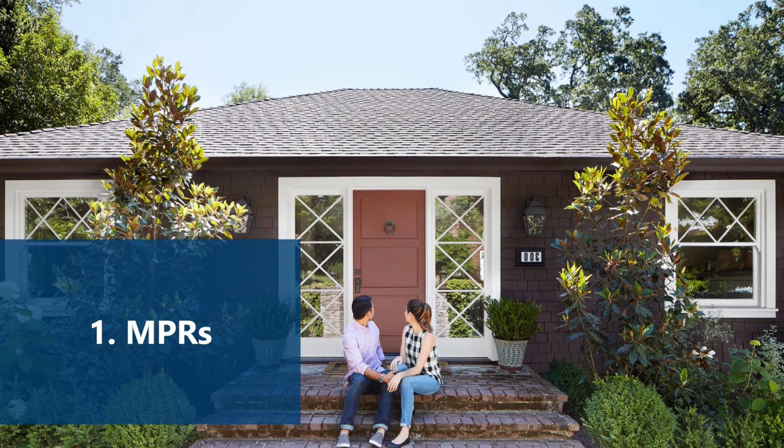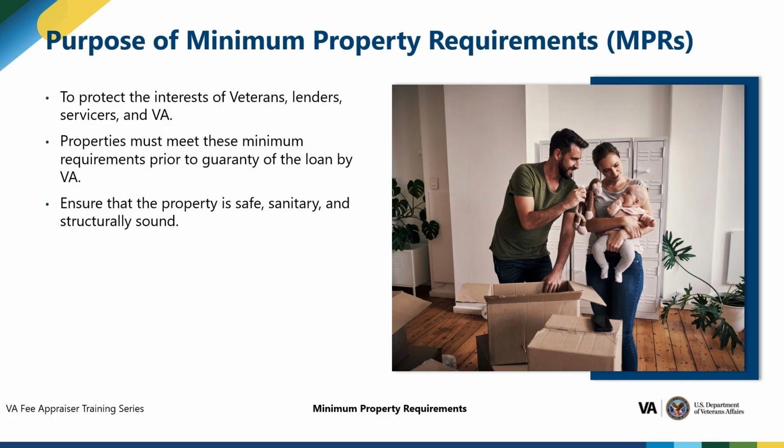In the first lesson, we will cover the purpose and scope of VA's MPRs. VA has established MPRs to protect the interests of veterans, lenders, servicers, and VA. VA's MPRs are described in the Lender's Handbook, Chapter 12, MPRs. Properties must meet these requirements prior to guarantee of the loan by VA. The requirement to repair MPR deficiencies applies to origination appraisals only, which include purchase and refinance appraisals. MPRs help ensure that the property is safe, structurally sound, and sanitary.